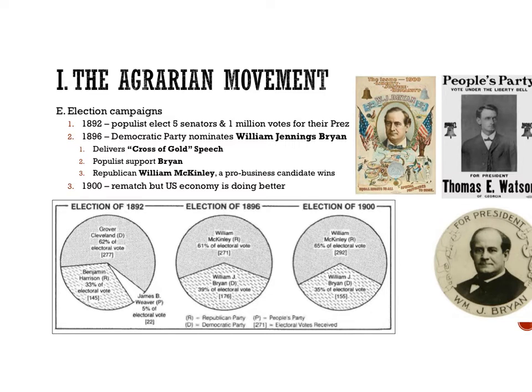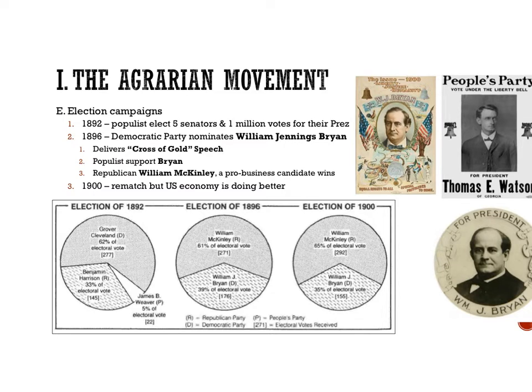Let's take a look. Okay, so in 1892, in that election, the People's Party, aka the Populist Party, have a small piece of the pie, right? They do get some senators elected, and they do get 1 million votes for their president at the time, which is a lot for that time. So they do get some electoral votes. That's a third party doing that.